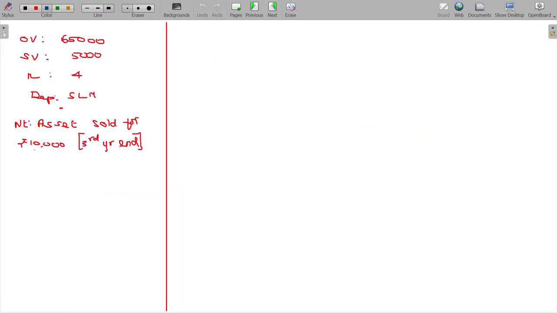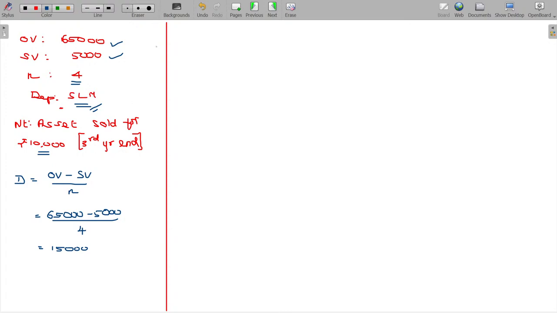Let's see here. This amount of depreciation: original value being 65,000, scrap value being 5,000, life being 4 years, and SLM method of depreciation we follow. So the SLM method is original value minus scrap value by life. Original value 65,000, scrap value being 5,000, life of the asset being 4, so 15,000 will be the amount of depreciation provided every year. And then the asset sold for 10,000 by the end of third year.